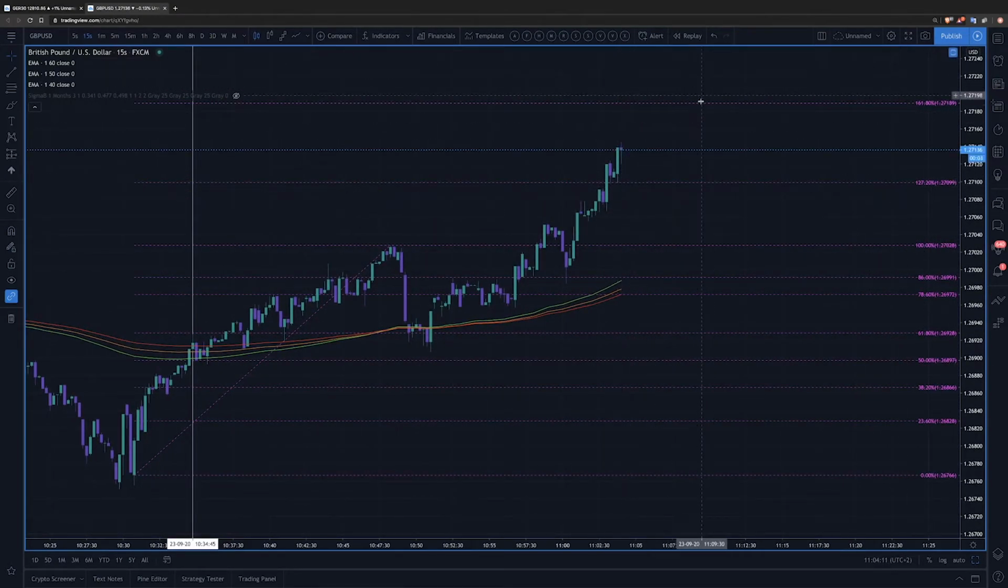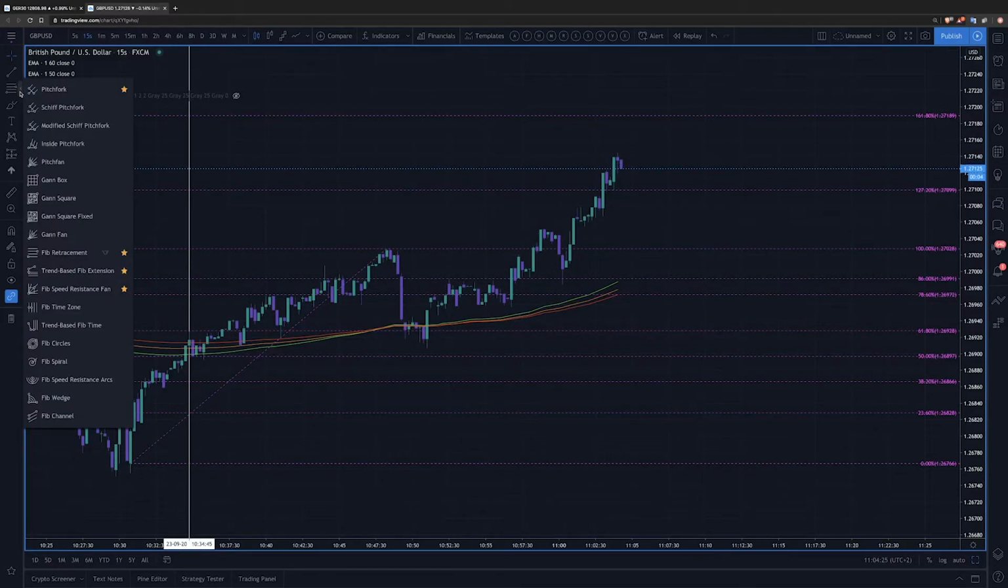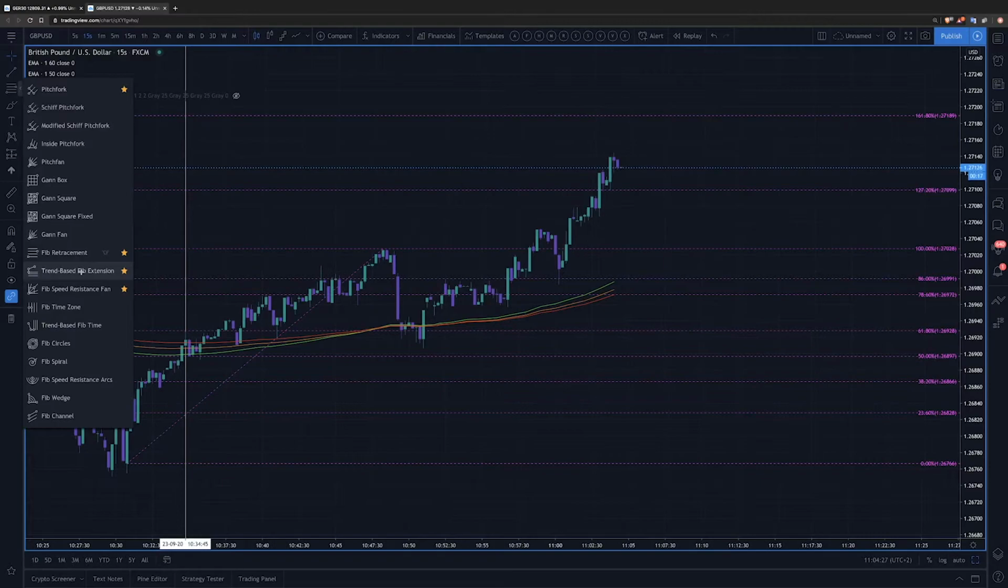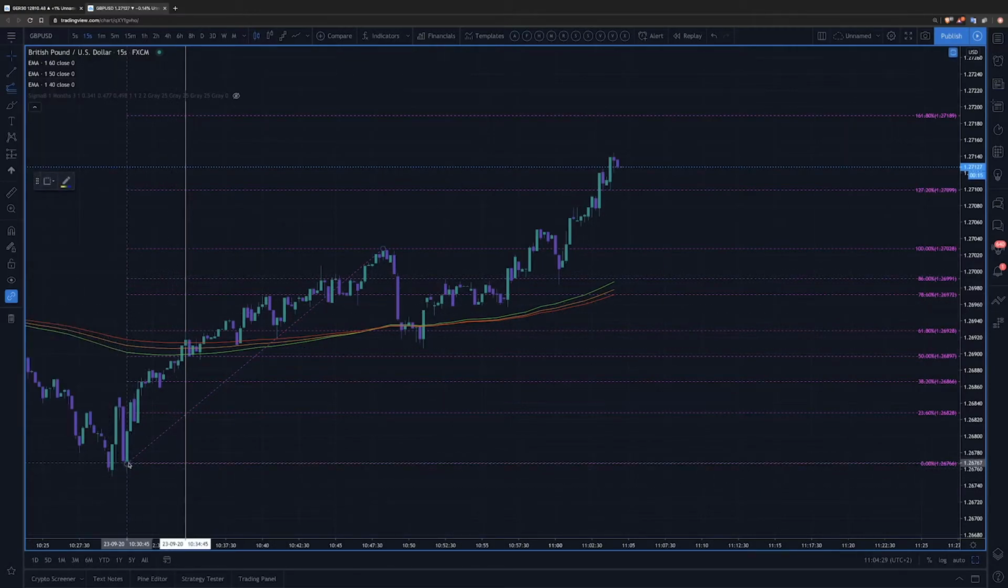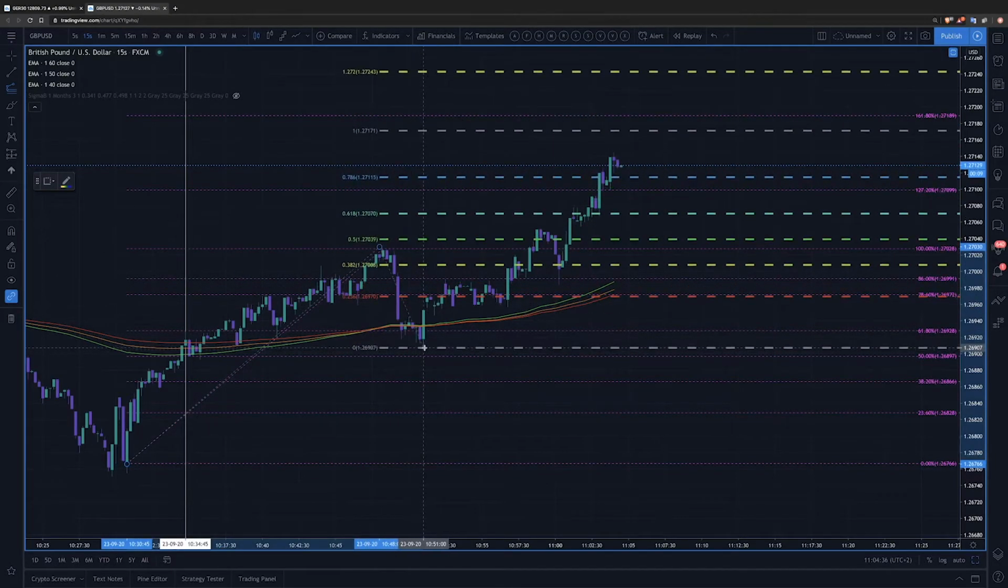So the 1.6 would be a natural, yeah, 1.6. I think that could even be an equal measured move. If we have an A, a B, and a C, would be the 1.618. So let's put that on. Hopefully it won't look too messy. Trend based fib extension. So we're going to go from here to here to here.